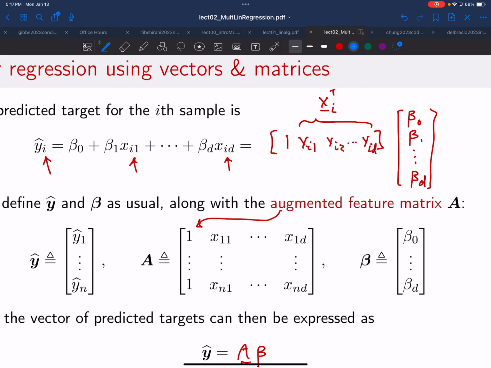So let's come back to, which problem were you curious about? Question 2. 2B. Let's do 2B.